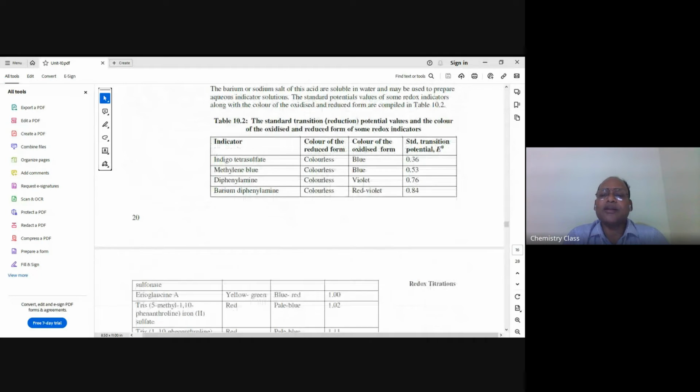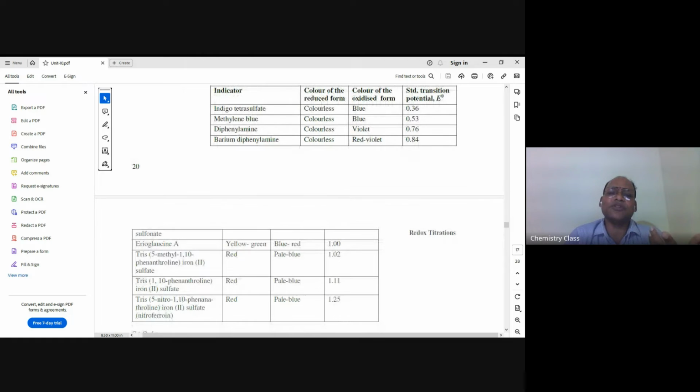Here are some of the standard reduction potential values and the colors of the oxidizing and reducing forms of some redox indicators. Methylene blue: the reduced form is colorless, but the oxidized form is blue, and the standard transition potential is 0.53. When the volt changes past 0.53, the color changes. Diphenylamine is colorless in the reduced form and violet in the oxidized form, and the standard potential value is 0.76.